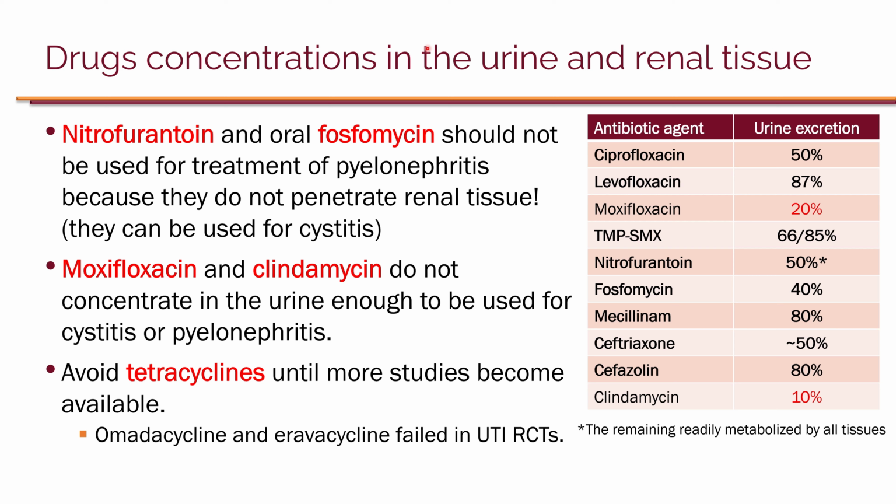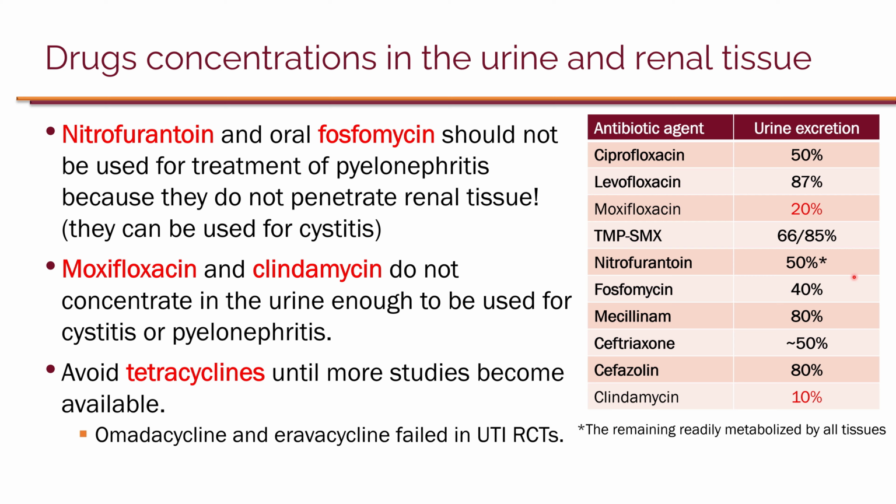It's important to consider drug concentration in the urine and renal tissue when thinking about treatment of cystitis and pyelonephritis. So in this table, I'm showing you on average how much of each drug goes to the urine, and it's not that a specific number is a magic number, and certainly you don't need to memorize this number, but I just want to showcase that a couple of them have very poor concentrations in the urine. So clindamycin has about 10% in the urine, and moxifloxacin about 20%. So these two are actually considered pretty poor urinary concentrations.